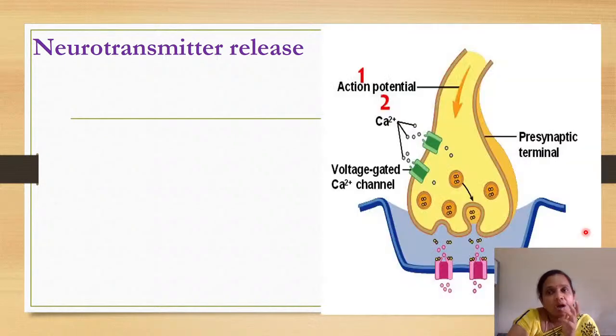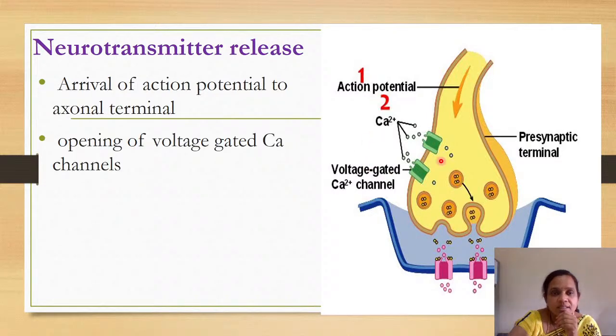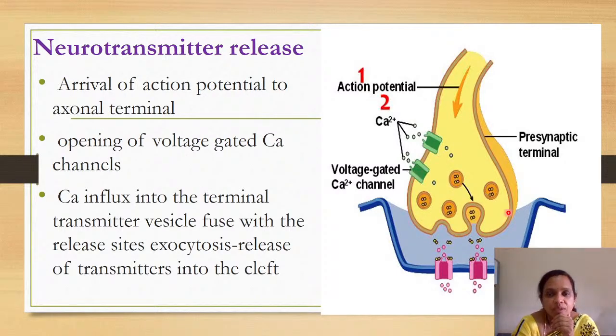Next is being a neurotransmitter. How does it help in neurotransmission? Once the action potential arrives, it opens the voltage-gated calcium channels. Once these are opened, calcium influxes into the terminal part of the neuron. This calcium causes fusion and releases the neurotransmitter by means of exocytosis. In that way, it will be helping in the release of the neurotransmitters.